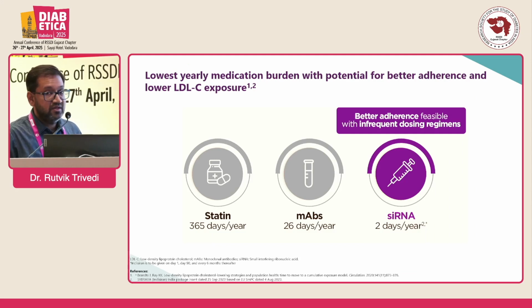So with statins, you need to take them 365 days a year. With these monoclonal antibodies, you need at least 26 doses per year, because if 420 mg doses are not available, you have to split the doses to a 14-day therapy. Whereas with inclisiran, you need only 2 doses: first at 0 and 3 months, and then every 6 months. So that is an added advantage.